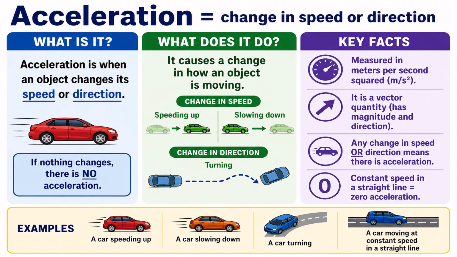So, key facts. Acceleration is measured in meters per second squared. It is a vector quantity, meaning it has magnitude and direction. So any change in speed or direction means there is acceleration. Constant speed in a straight line equals zero acceleration.